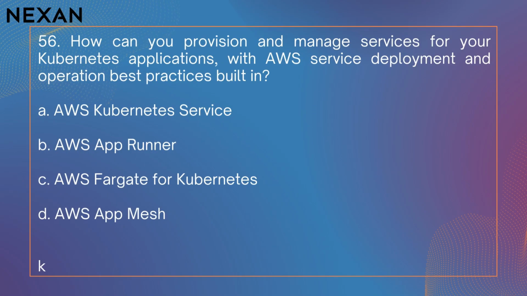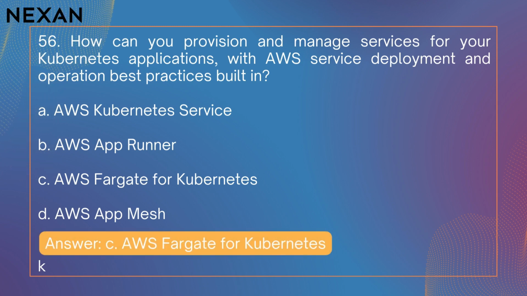56. How can you provision and manage services for your Kubernetes applications with AWS service deployment and operation best practices built in? A. AWS Kubernetes Service. B. AWS App Runner. C. AWS Fargate for Kubernetes. D. AWS App Mesh. Answer: C. AWS Fargate for Kubernetes.